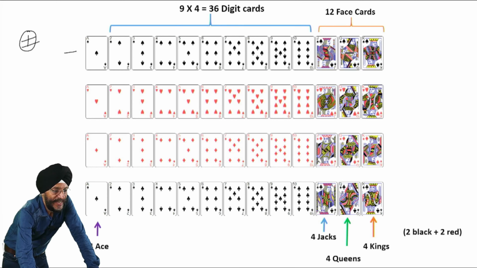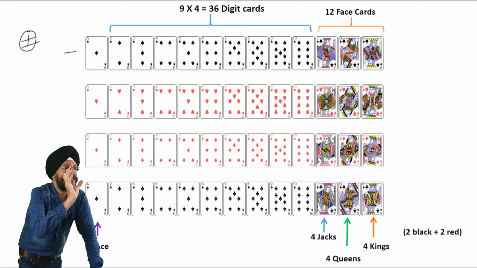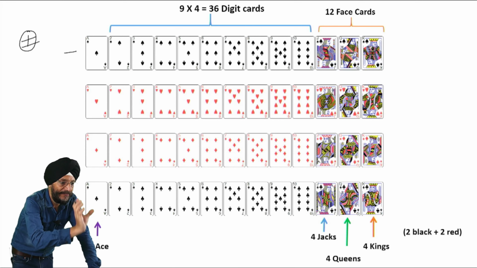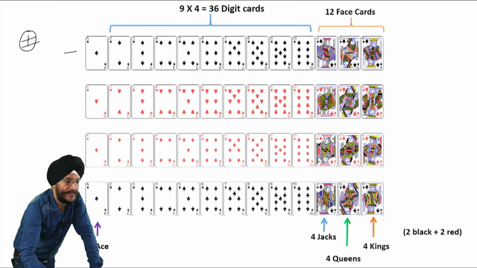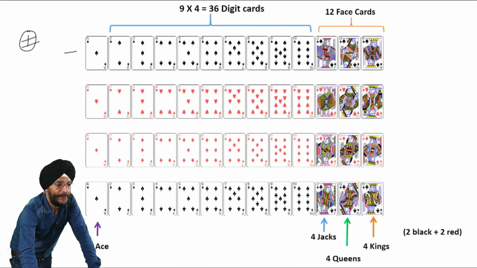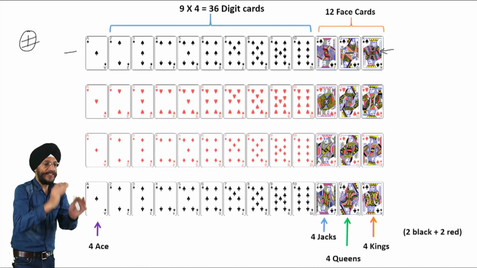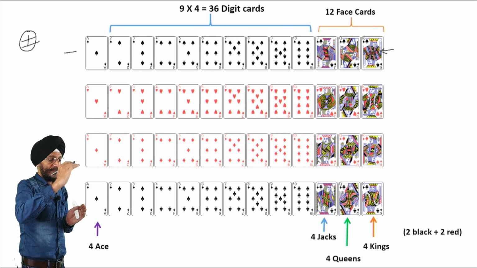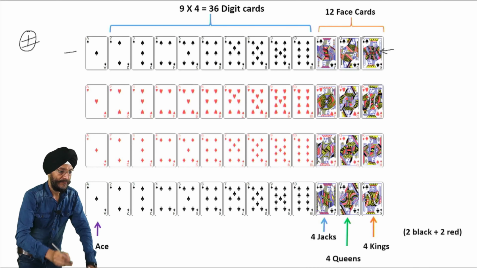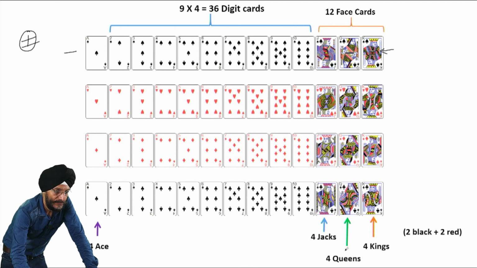Then jack, queen and king. These are called face cards because they have a face on them. This is the face of a jack. This is queen. This is king. So these are face cards. These are 12 in number. 4 are jacks, 4 are queens, 4 are kings.